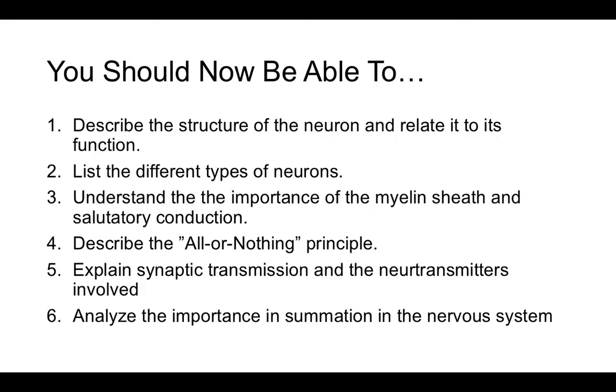Now, this is it. You should be able to describe the structure of the neuron and relate it to its functions, list the different types of neurons, understand the importance of the myelin sheath and saltatory conduction, describe the all or nothing principle, explain synaptic transmission and the neurotransmitters involved, and then analyze the importance of summation in the nervous system.